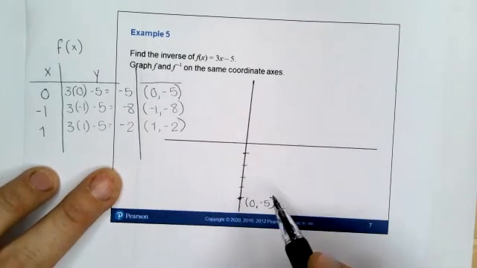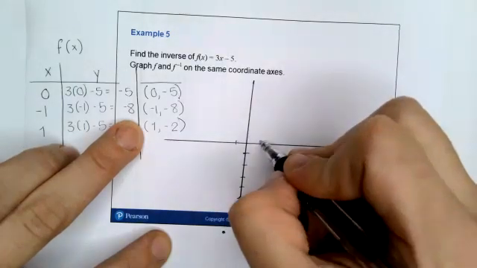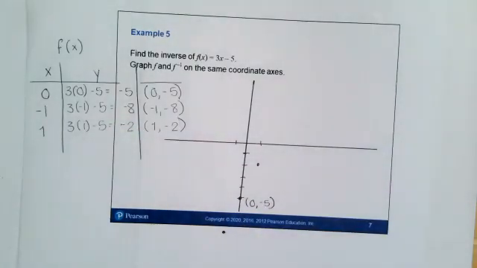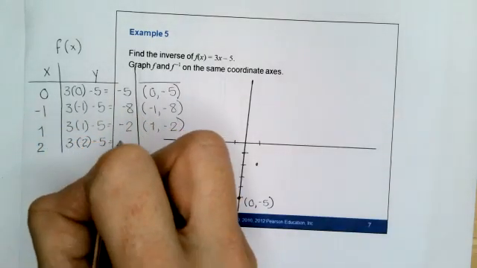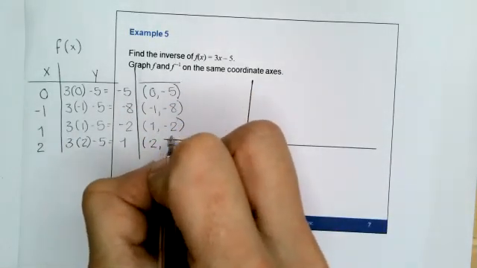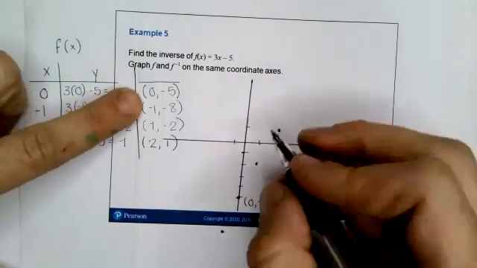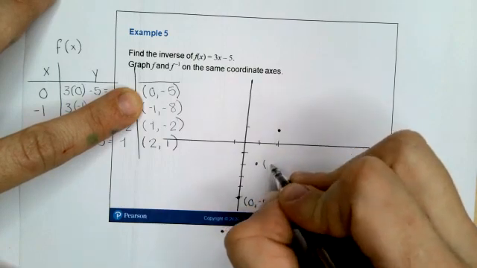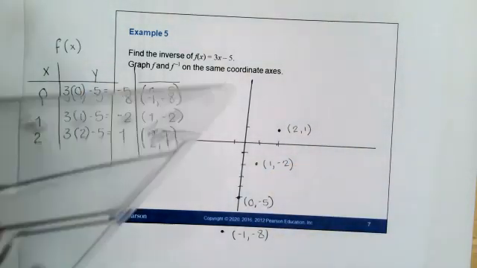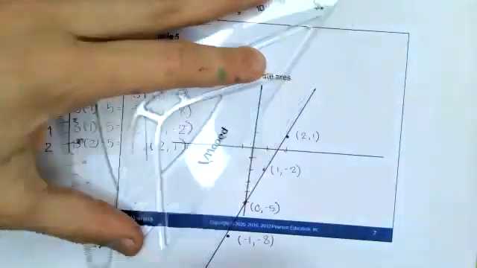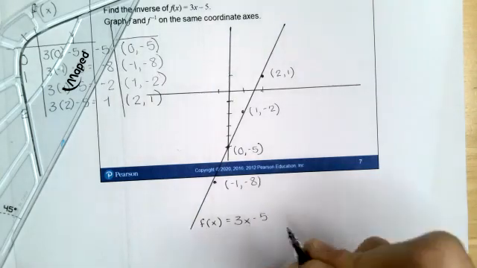Zero, -5. -1, -8. +1, -2. And continuing, right? 2 would be 1. So that's 0, -5, -1, -8, 1, -2, and 2, 1, right? So that's the graph of f of x. F of x equals 3x minus 5, right?